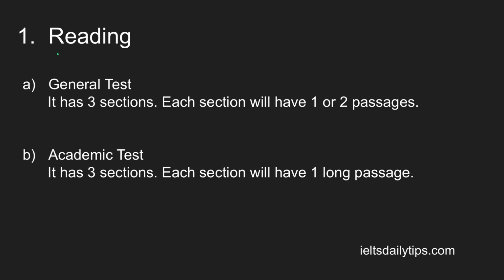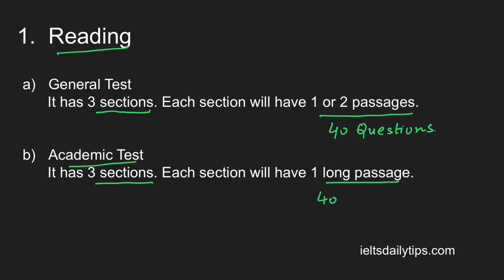So let's start with the reading. Now, in case of general test, the reading has three sections, and each section will have one or two passages, and from there you have to answer 40 questions. Whereas in case of academic test, it also has three sections. Each section will have one long passage each, and in this also you have to answer 40 questions.